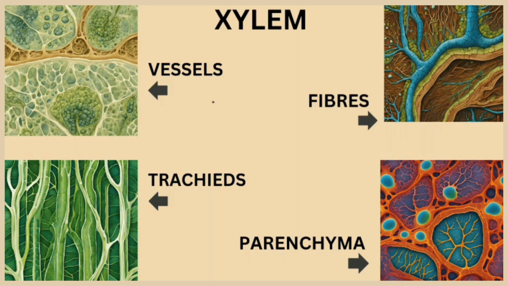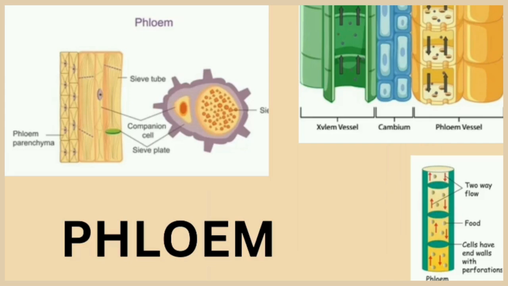Xylem consists of tracheids, vessels, xylem parenchyma, and xylem fibers. Tracheids and vessels have thick walls, and many are dead cells when mature. Tracheids and vessels are tubular structures. This allows them to transport water and minerals vertically. The parenchyma stores food. Xylem fibers are mainly supportive in function.